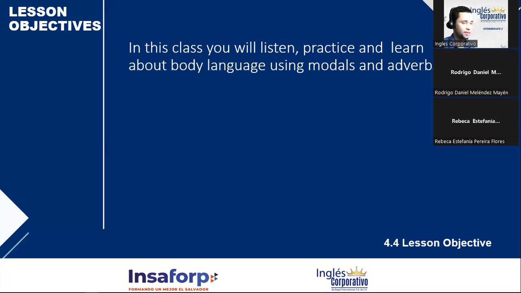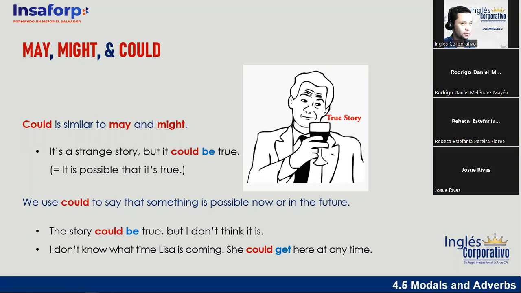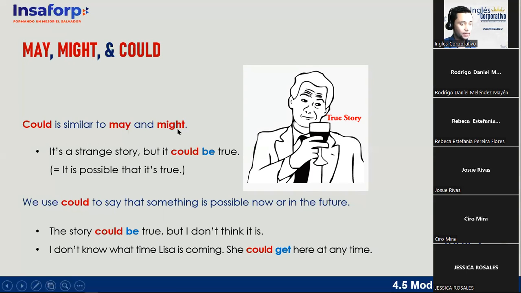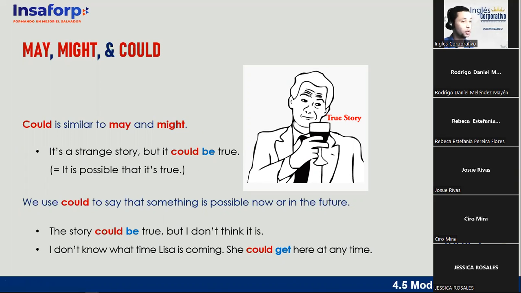And that's what we studied yesterday and the day before. Now, today, we have something else. We have may, might, and could. Take a look at this. Could is similar to may and might, all right? And we have an example. Who can help me read the example? Rebecca: It's a strange story, but it could be true. Thank you.